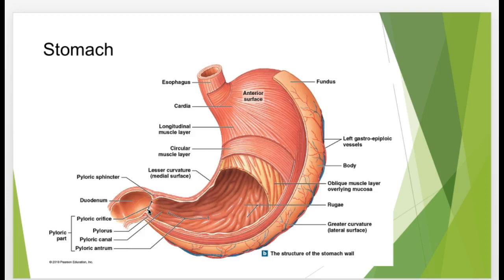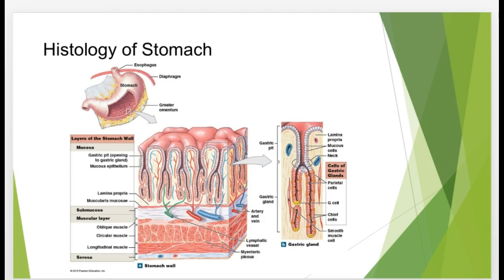Some of your gastric glands located within your stomach. You have mucus cells, also known as goblet cells.